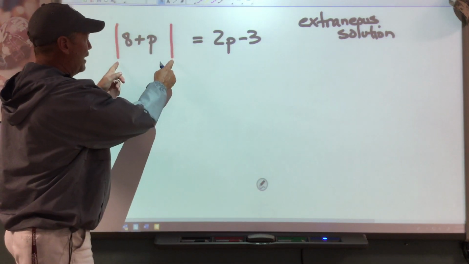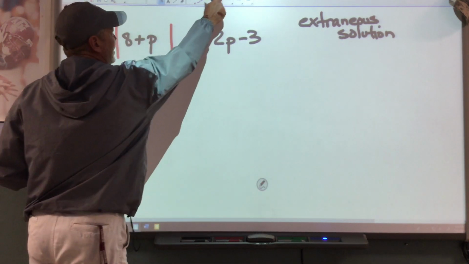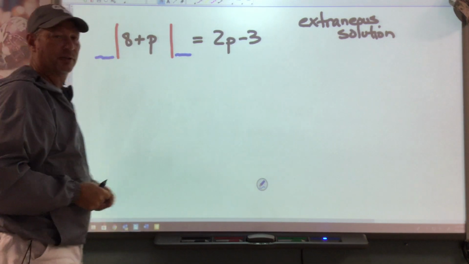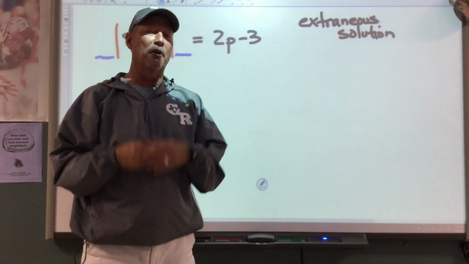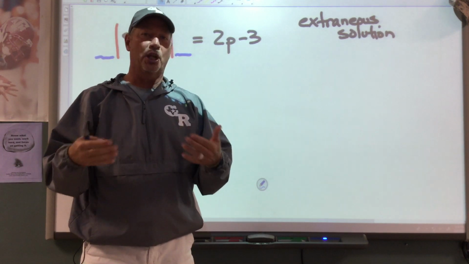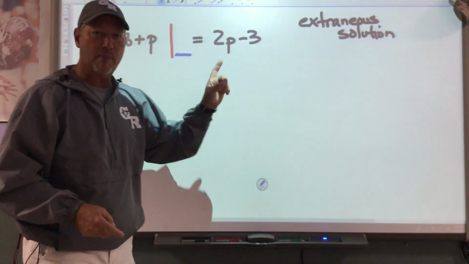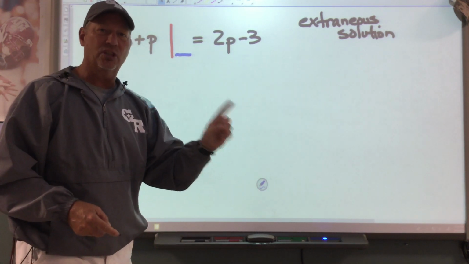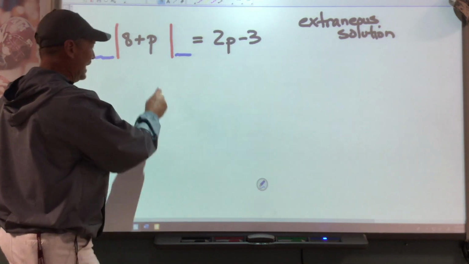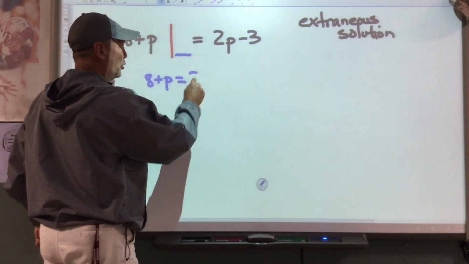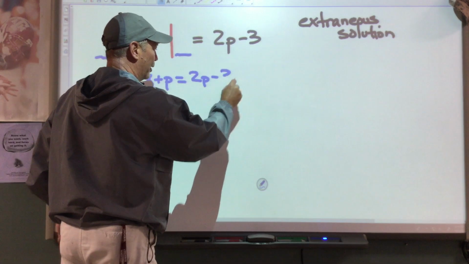Is my absolute value by itself? Is there anybody at the back? Is there anybody in front? No. So if that's the case, we get to work it two ways. All right, so you work it two ways. Copy the first time, remember what we said? We copy it just the way we see it. 8 plus p equals 2p minus 3.